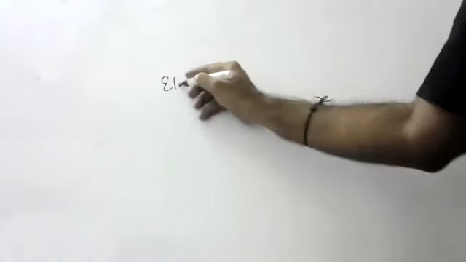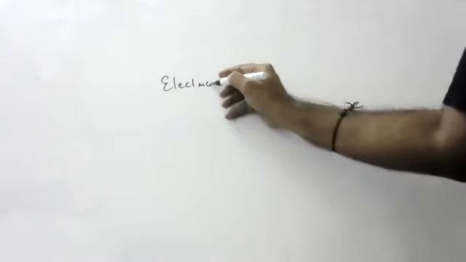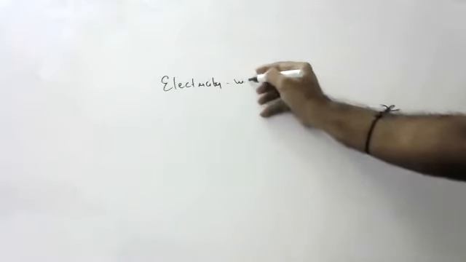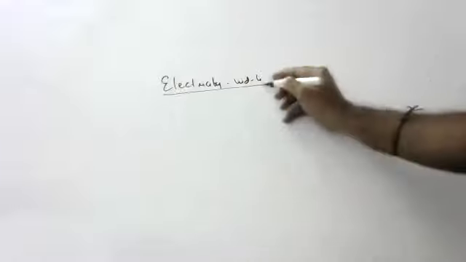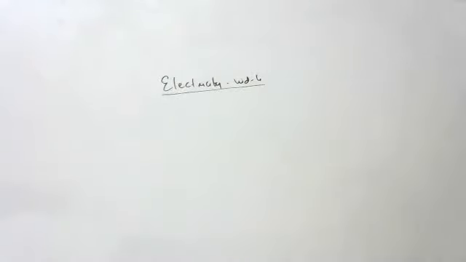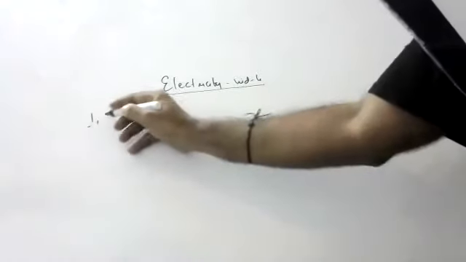So, electricity numericals, children. This is video 4 from the past 3 classes. I'm telling numericals only. So, one more. Okay, first question. A wire is there.